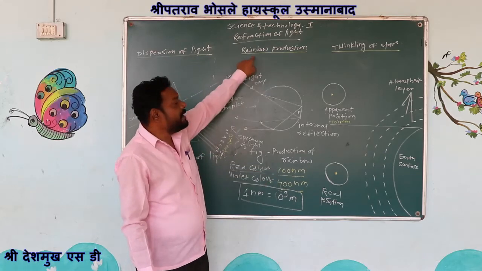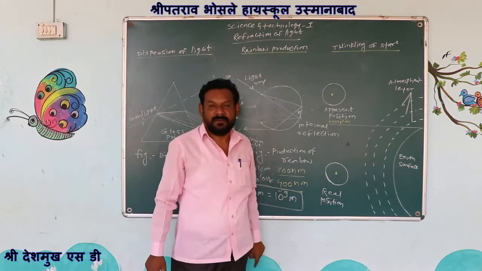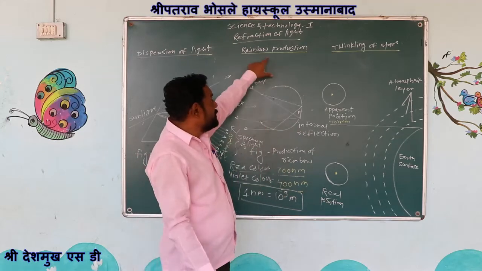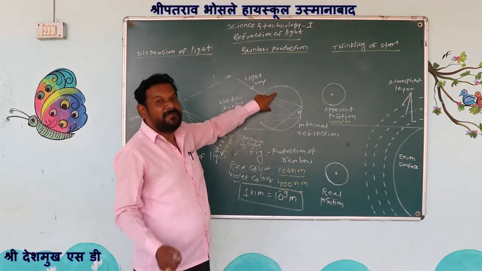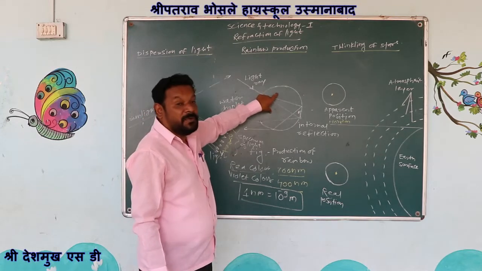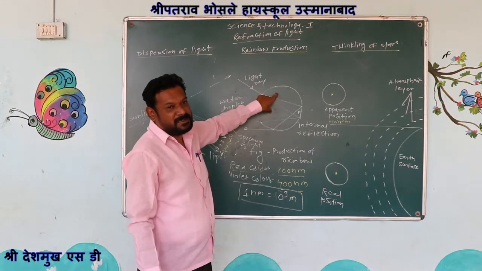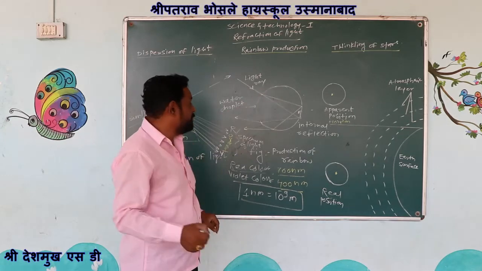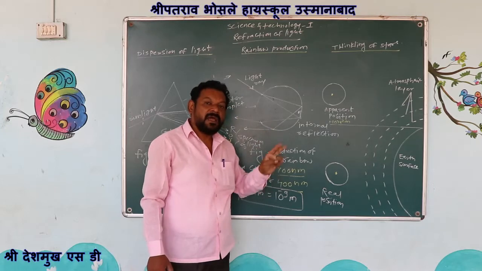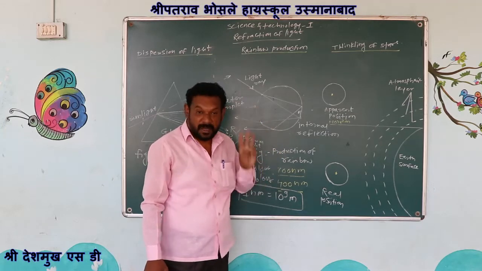Now, the next point, the formation of rainbow. Rainbow is a beautiful phenomenon, which consists of dispersion, refraction, and total internal reflection of light.